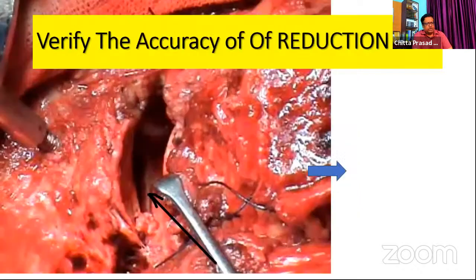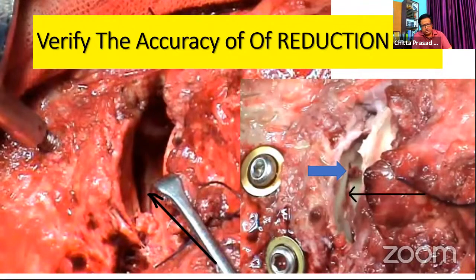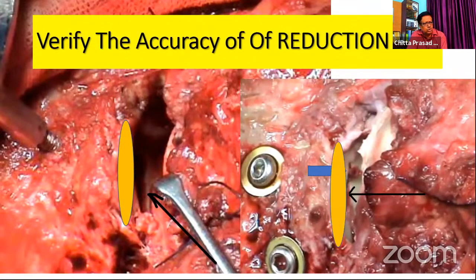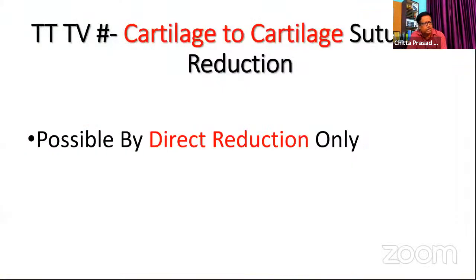So, extended iliofemoral approach with transarticular arthrotomy. You can see the reduction was done under vision, absolutely anatomical reduction. This is the gap which was seen after the reduction maneuver was done, and this is the lip which was lying there to support the head of the femur. If you leave it like this with a step, the head will wear out in no time. So this is how it was reduced and fixed under vision. This is possible only by direct reduction.